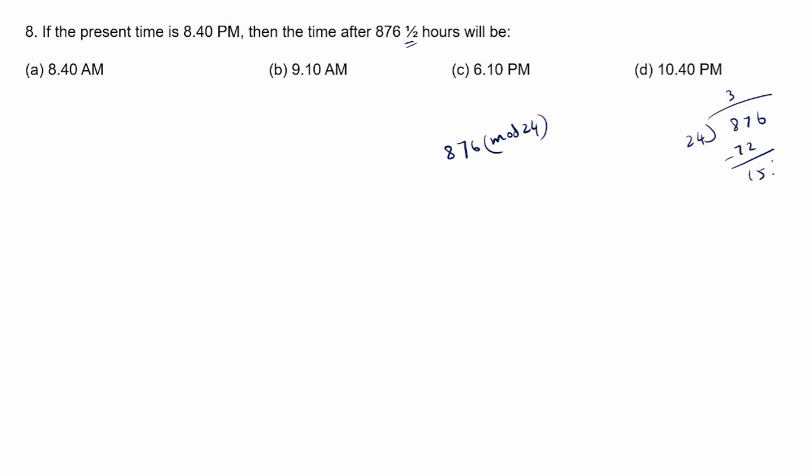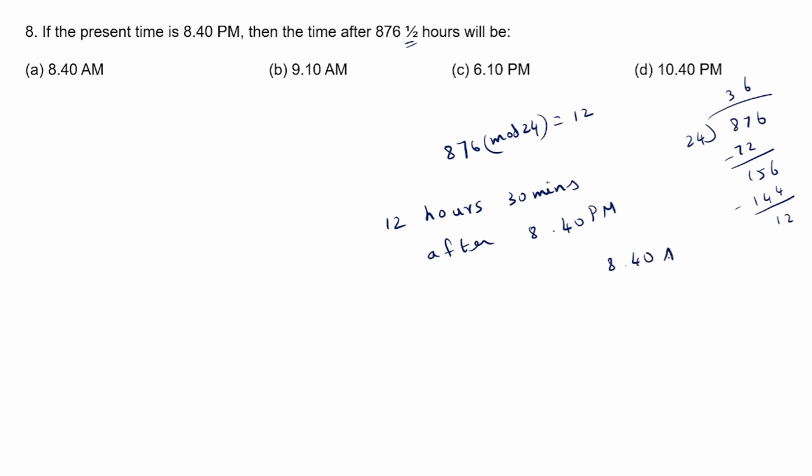24 times 3 is 72, then 6 times 24 is 144, remainder is 12. So 876 mod 24 is 12. So 876 hours after 8:40 p.m. is equivalent to 12 hours 30 minutes after 8:40 p.m. So 12 hours after 8:40 p.m. is 8:40 a.m., and plus 30 minutes, it is 9:10 a.m. So the correct option is option B. So this is how we have to go about it if we are given real numbers to find the time after particular hours.